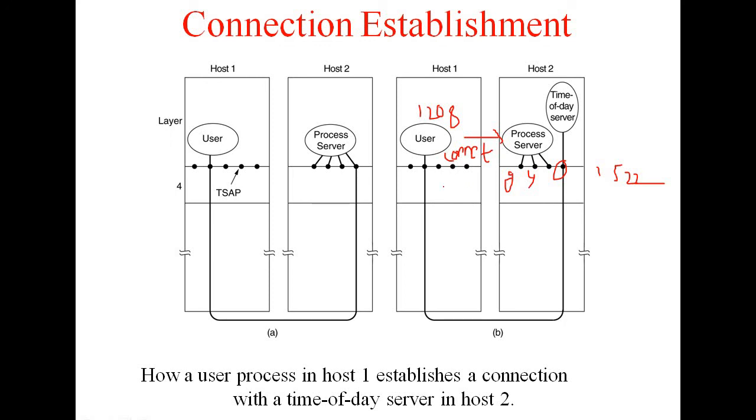While sending the connect primitive, we know that a TPDU will be sent, and that TPDU will consist of some information, including 1208 as the source and 1522 as the destination. Why is this information required? Because host 2 should understand that host 1 wants to communicate with it, and wants to establish a connection with this particular service or process. So while sending the connect request primitive, host 1 will send 1208 as the source and 1522 as the destination.